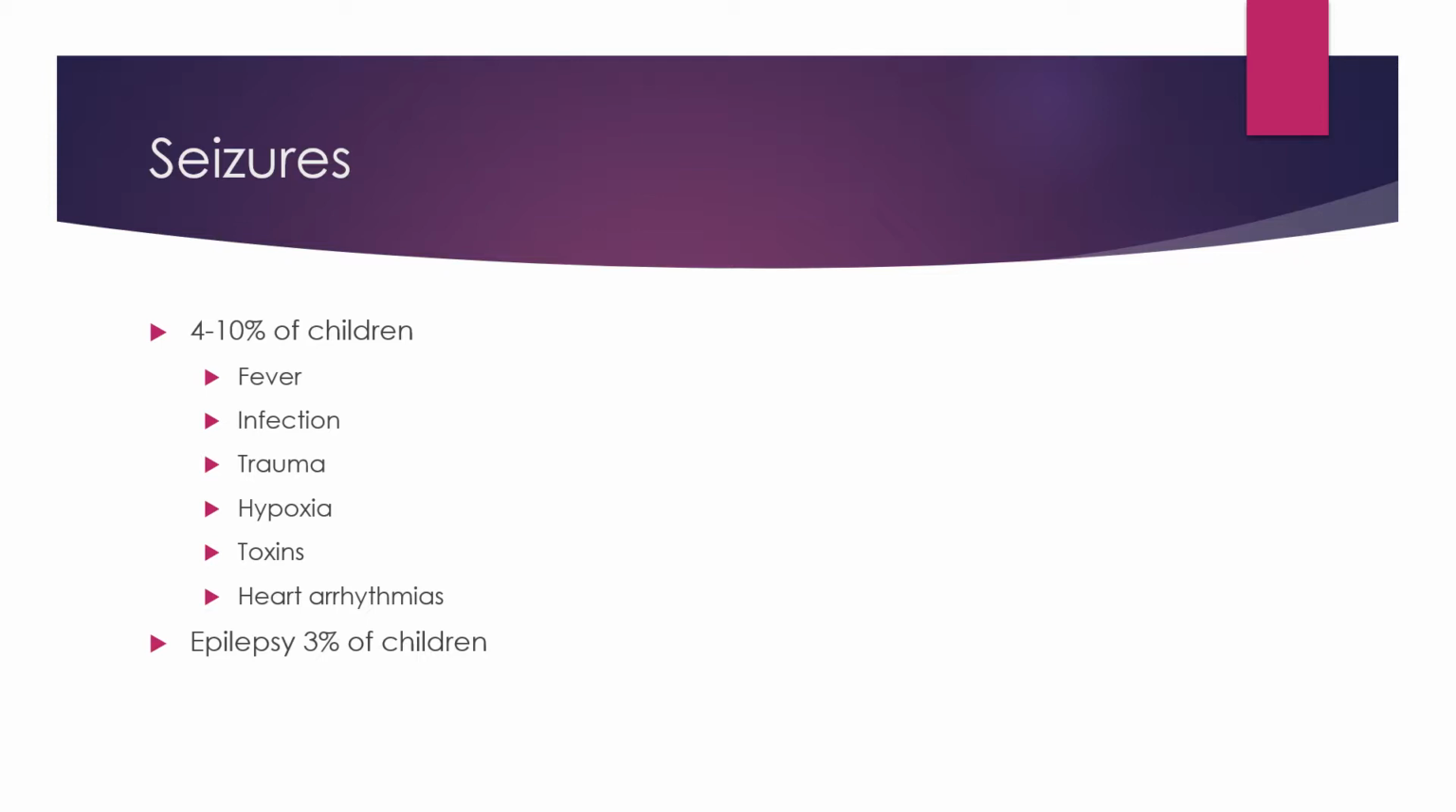And then epilepsy only occurs in up to 3% of all children, and that's a disorder. So that's a chronic recurring disorder where the patient or child is having unprovoked seizures. So we don't diagnose anyone with having epilepsy until we've ruled out all the other possible causes, and they have to have 2 or more unprovoked seizures to be called epilepsy.